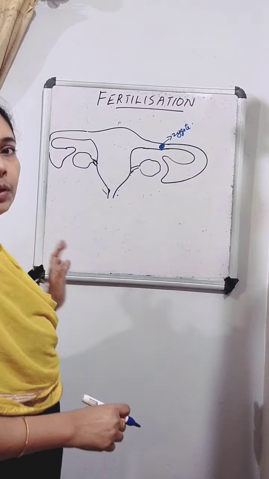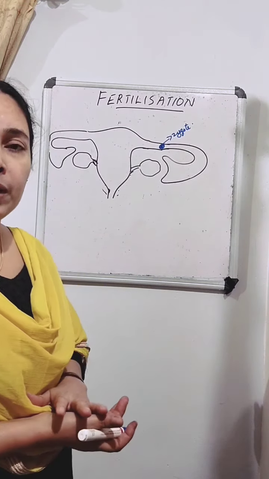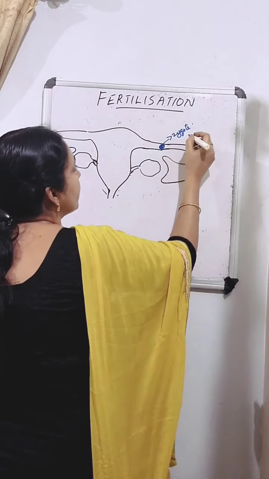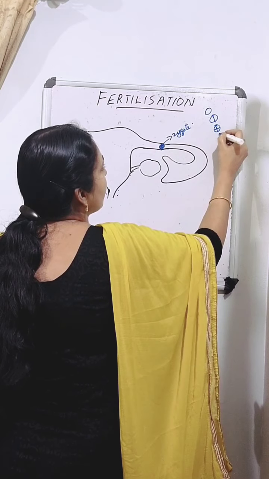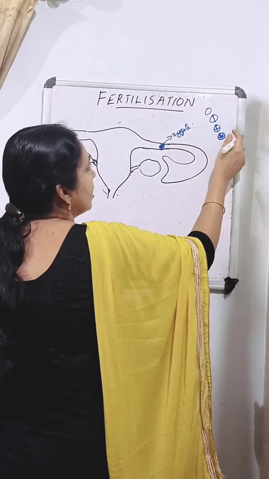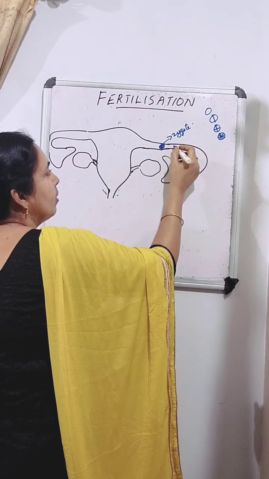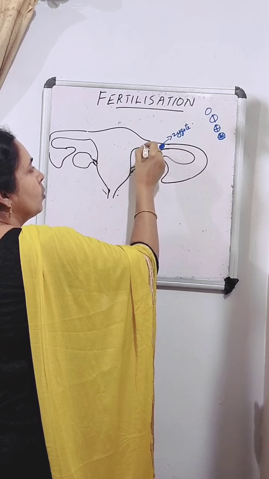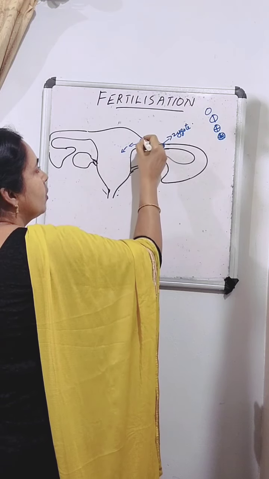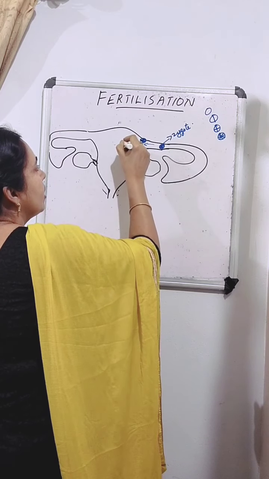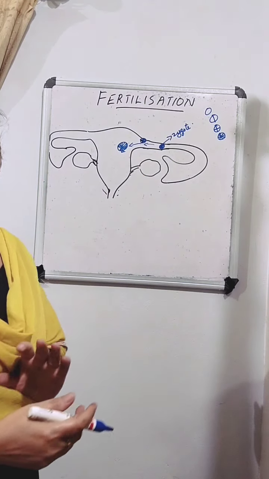And what happens to this single cell? This single-celled zygote begins to divide repeatedly, 2, 4, 8. Like that it divides into many cells, and during that time it begins to move towards the uterus. It divides into many cells and forms a ball of many cells.